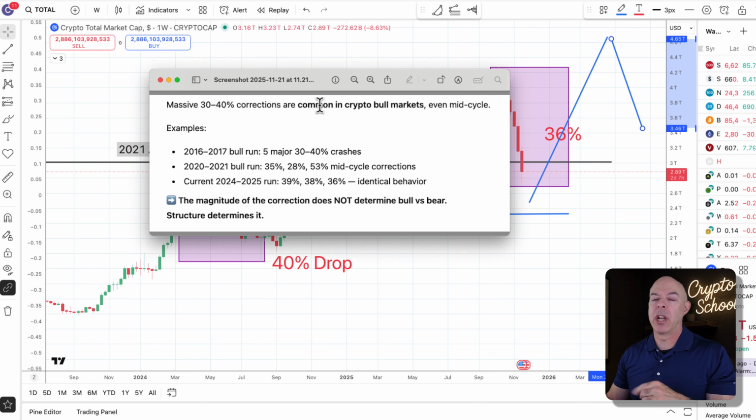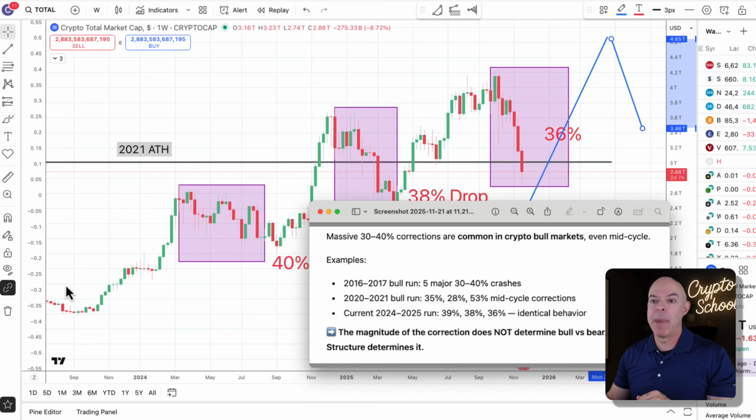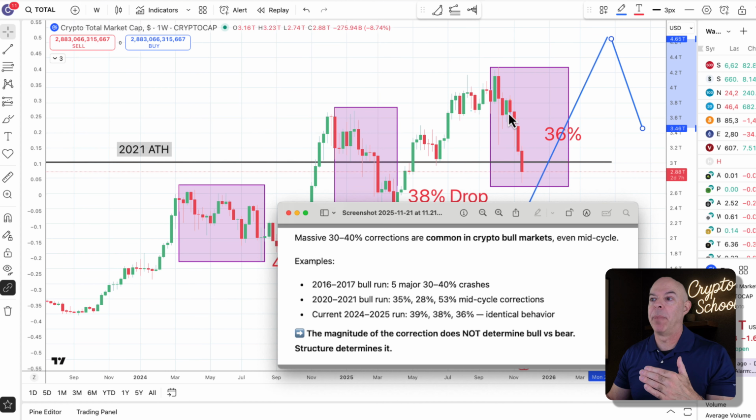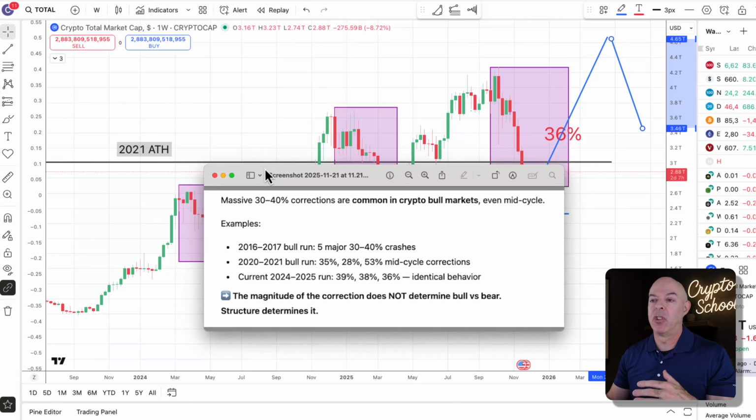30 to 40% corrections are common in crypto bull markets, even mid-cycle. The 2016-17 bull run had 5 major 30 to 40% corrections. In that bull run, 5 times it had 30 to 40% corrections. At the moment, we may have had one back in 23, a small one. So potentially we've had, I guess, maybe 4. But to me, these are the ones I'm paying attention to because they're the largest ones in what I believe to be our bull run.